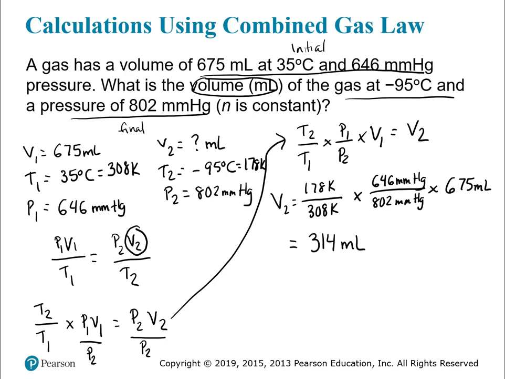Again, the math is not difficult, but you need to take your time and make sure that your units line up. Because what if one of these pressures was in atmospheres? You can't take millimeters of mercury and divide by atmospheres. You have to convert. So pay attention to units. Make sure that when you're putting in the numbers for the variables, that you're putting T2 where T2 belongs, and that your temperatures are in Kelvin.